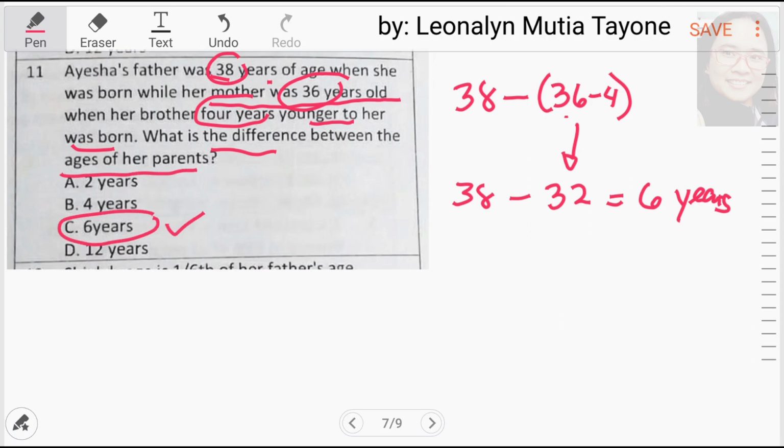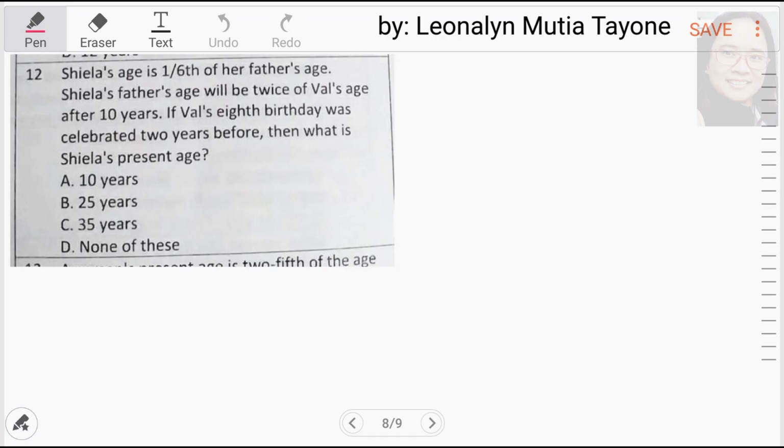6 years. Next, Sheila's age is 1/6 of her father's age. Sheila's father's age will be twice of Val's age after 10 years. If Val's 8th birthday was celebrated 2 years before, then what is Sheila's present age? Is it 10 years, 25 years, 35 years, or none of these?